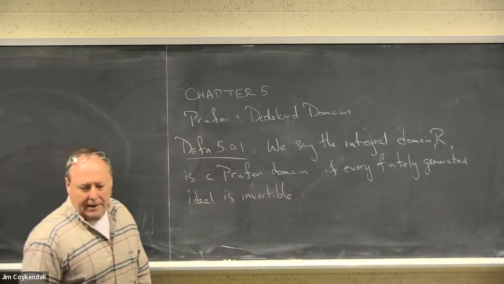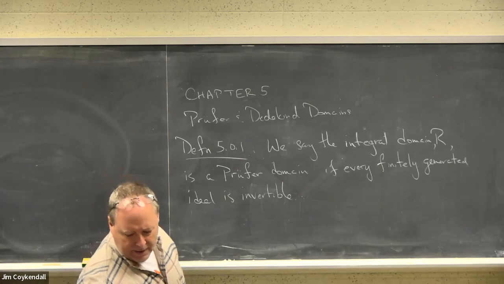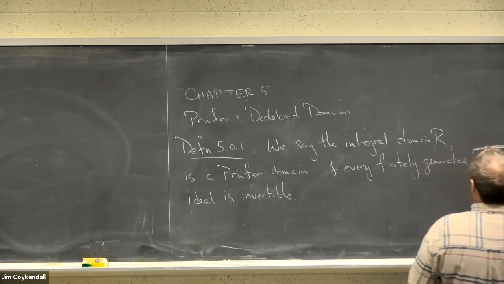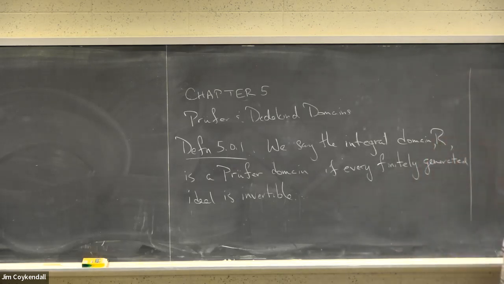So an integral domain is a Prufer domain if every ideal that is finitely generated is invertible. Now remember, being finitely generated is a necessary but not sufficient condition for an ideal to be invertible. So what does it mean to be a Prufer domain? It means that every ideal that has a chance of being invertible actually is invertible. That's a way to think about it.